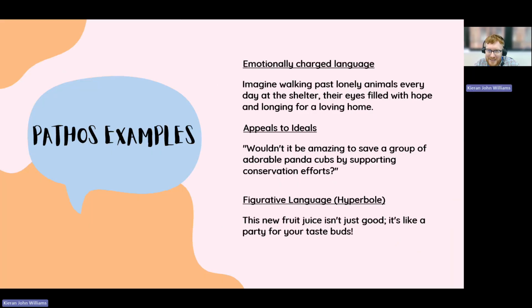So let's consider some examples of pathos, some further ones. Okay. So let's consider the idea of emotionally charged descriptions. So imagine walking past lonely animals in the shelter, their eyes filled with hope. Or we can look at appeals to ideals. So wouldn't it be amazing to save panda cubs? And lastly, the idea of figurative exaggeration or hyperbole. This juice is like a party for your taste buds. So each one connects with feelings, not facts, and makes the audience more likely to agree with you.